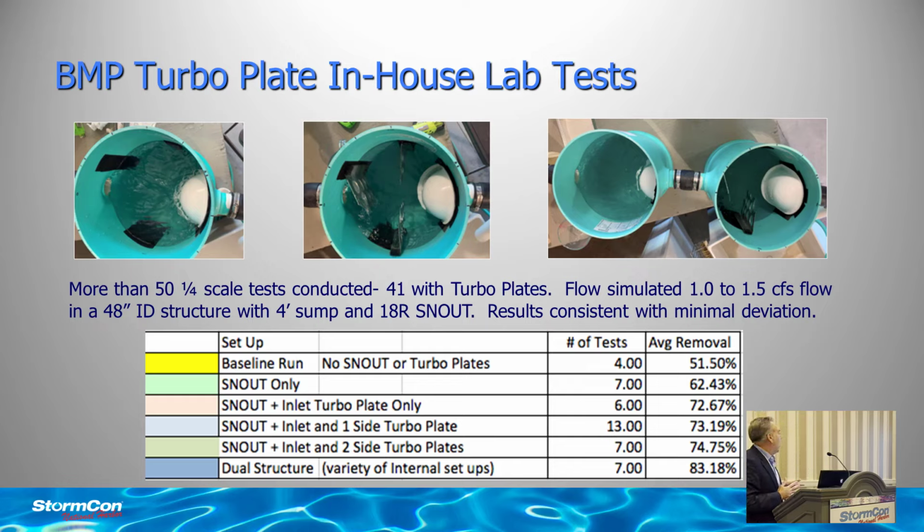So our in-house testing results were over 50 models where we actually modeled it just with the snout, and then we started adding 1 turbo plate, 2 turbo plates, and we accumulated a lot of data. And you can see how the 2 turbo plates and 2 structures, we did 2 structures in line. You can even ramp it up even further by putting 1 structure with just the snout and then another structure with snout and turbo plates, kind of setting up your own structural treatment train. All of those options are available.